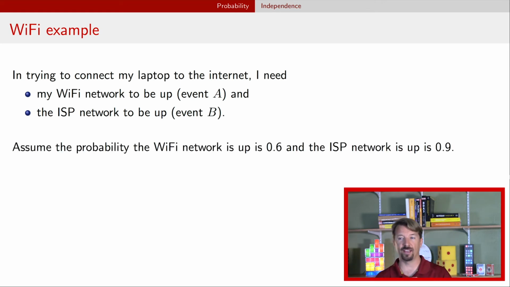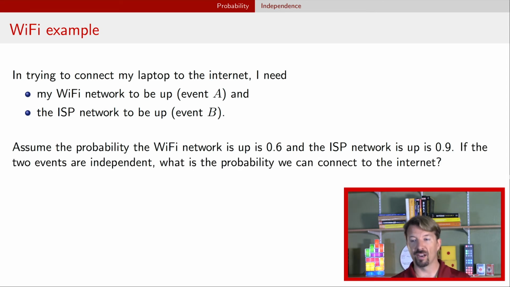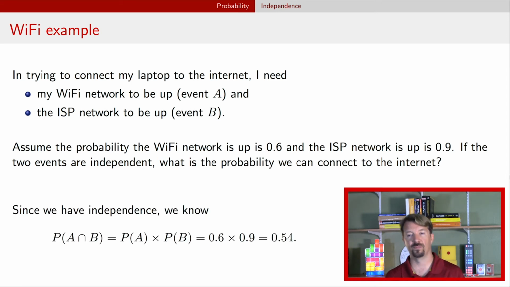So as a reminder, I swapped these. It used to be the ISP that was terrible, and now it's my Wi-Fi network that's terrible. But let's say that my Wi-Fi network only has a 60% chance of being up, but the ISP is up 90% of the time. Then in order to find the intersection, that is the ability to connect to the internet because both of those events are true, we just take the product of those two. So the probability of their intersection, if we assume independence, is equal to the product of their marginal probabilities. In this case, the product is 0.54 or 54%.